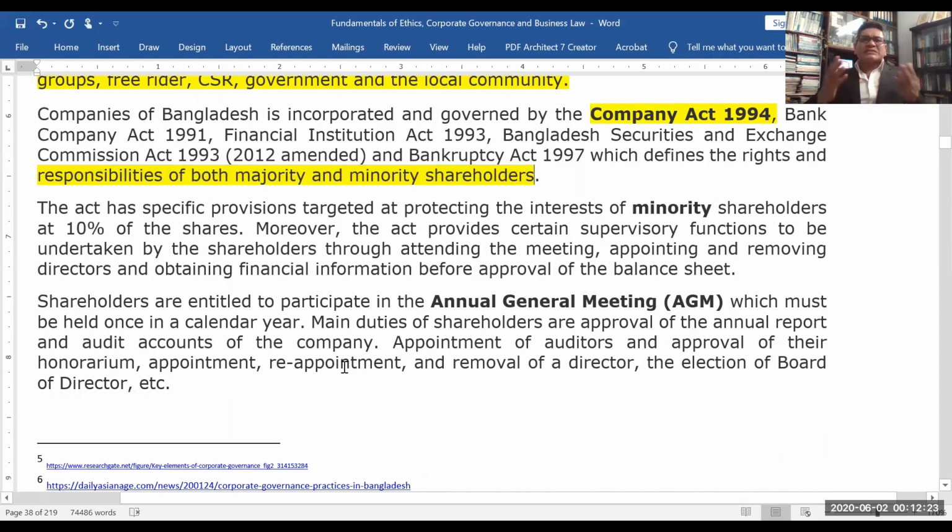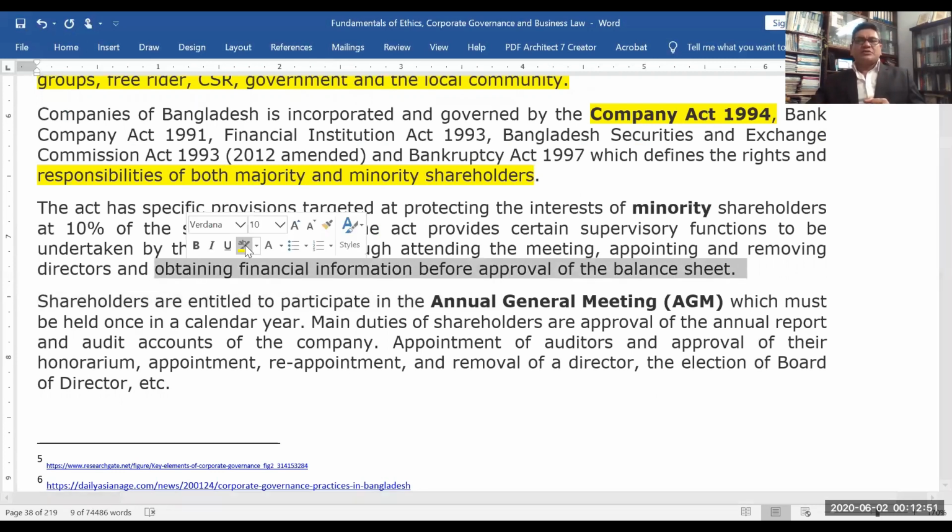And the act has a specific provision targeted at protecting the interest of minority shareholders holding 10% of the shares. Moreover, the act provides certain supervisory functions to be undertaken by the stakeholders through attending the meeting, appointing and removing the directors, and obtaining financial information before approval of the balance sheet of the organization.